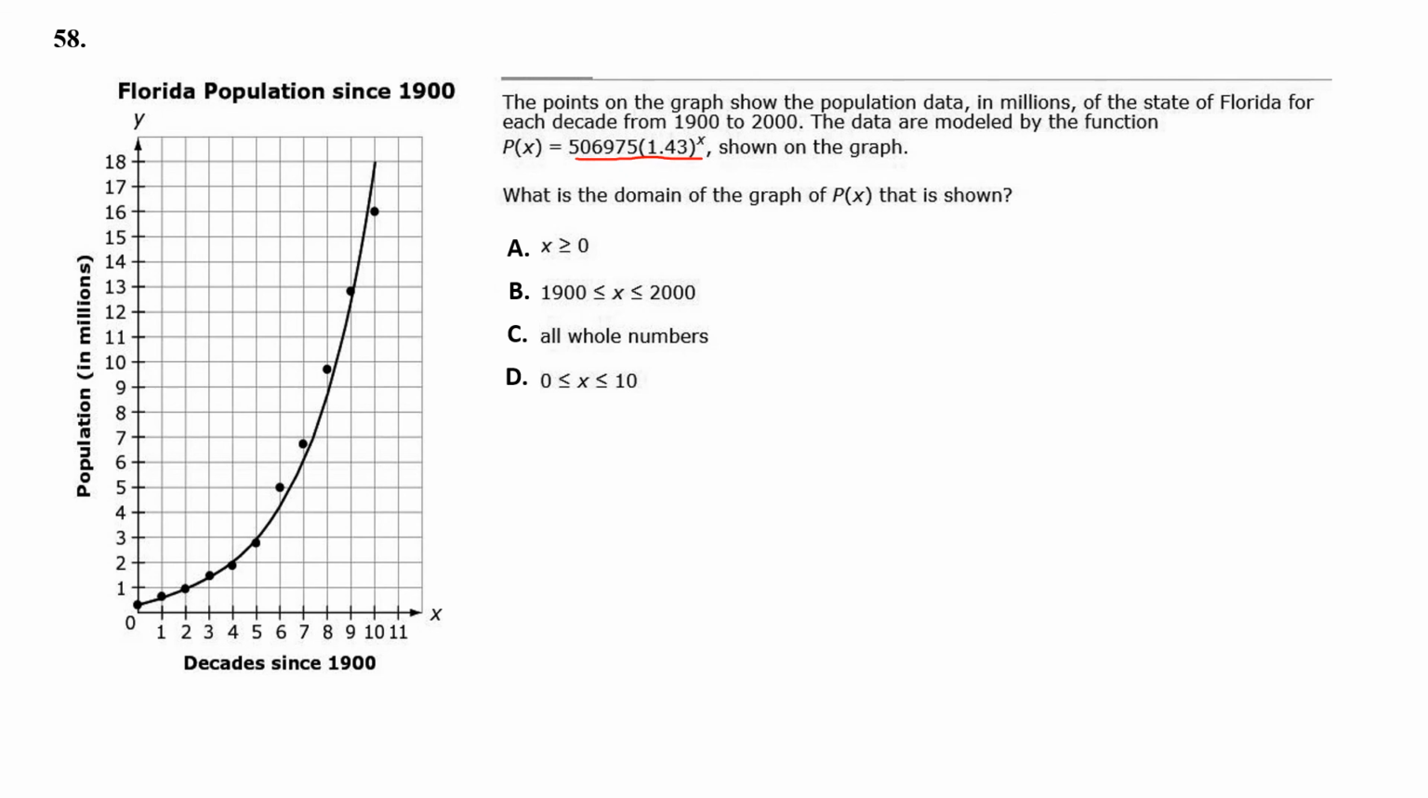And so remember domain, you're looking at your x-axis to find the domain, and so we want to see how much space this graph actually takes up on our x-axis. It starts right here at 0 on our x-axis and it stops here, which looks like it's going to be at 10. So it goes from 0 to 10 on our x-axis. So that would be x is greater than or equal to 0, but less than or equal to 10. So our answer for this problem would be D.